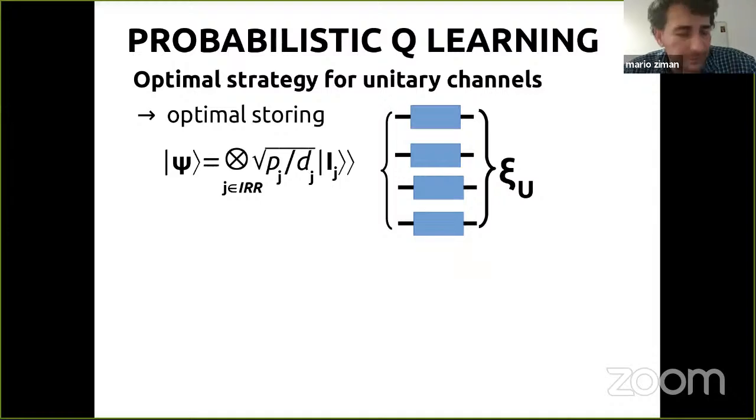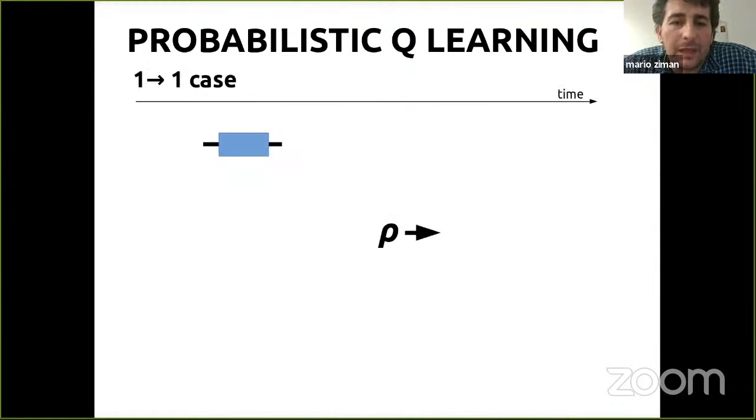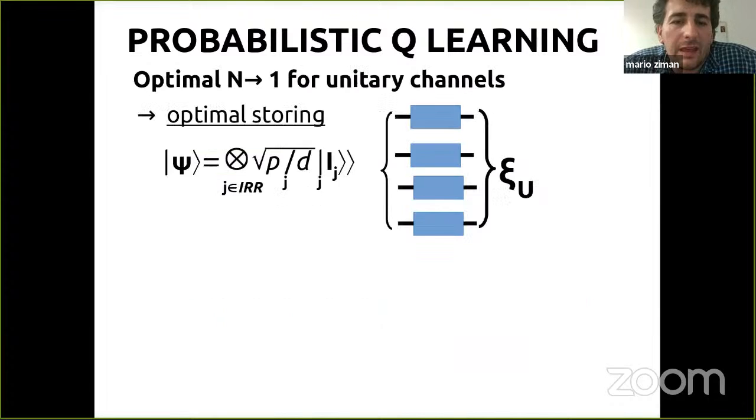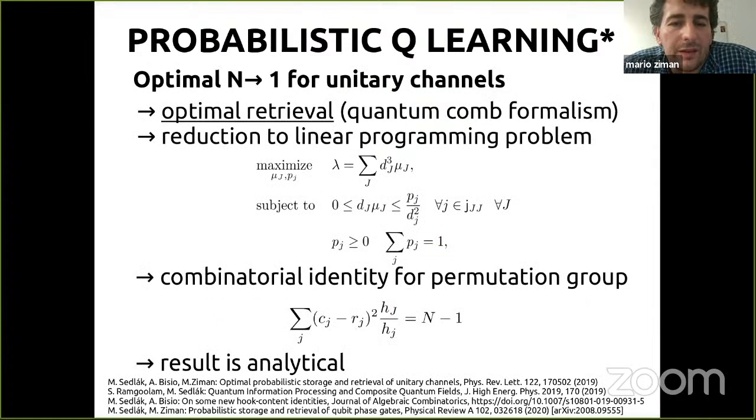In a slide on probabilistic quantum learning, when we are talking about optimal n-to-1 for unitary channels, there is written a reduction to a linear programming problem, right? Yes. So do we always have to reduce our problem into a linear form, or, let's say, if there are a lower number of minima and we have an initial condition, can we reduce it to a non-linear one?